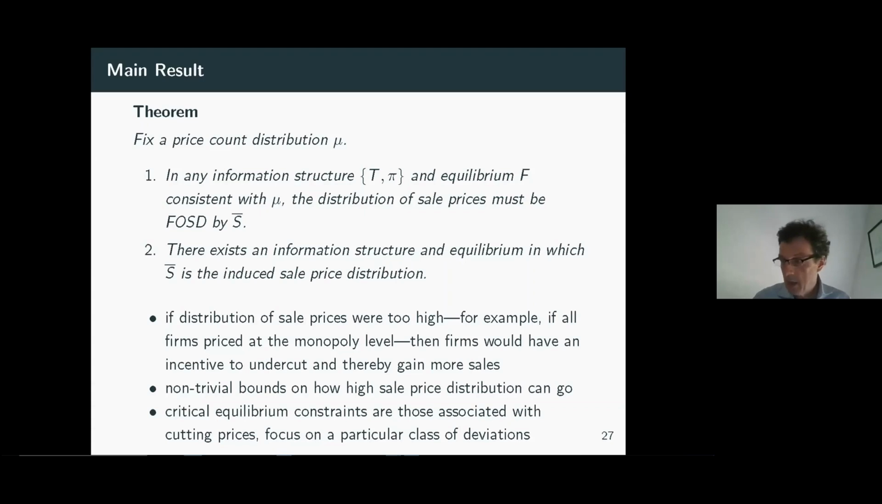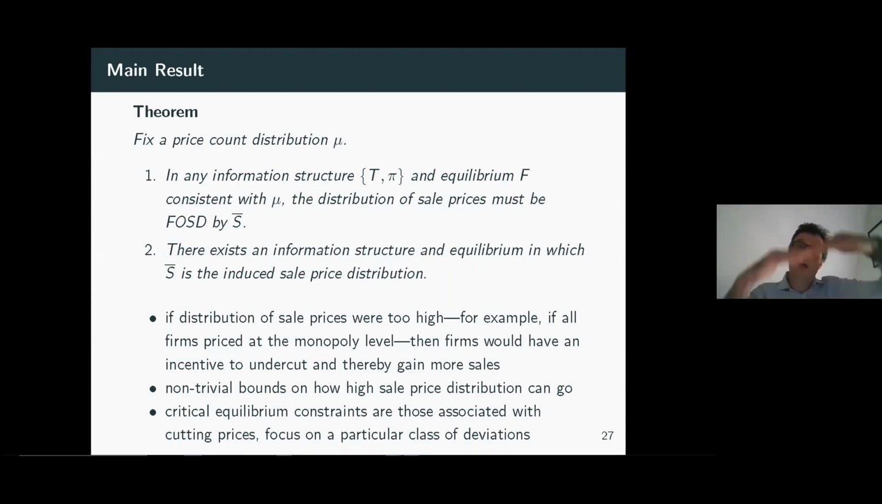Okay. How are we going to get to the proofs? Well, it's natural to expect that there might be an upper bound on the sales price distribution, right? Because if sales prices were too high, if, for example, they were all trying to price at the monopoly level, then clearly there would be incentives to undercut and gain more sales. So this suggests there might be non-trivial bounds on how high the sales price distribution can go, in particular in terms of first order stochastic dominance. It also suggests that the relevant constraints are those associated with cutting the prices.